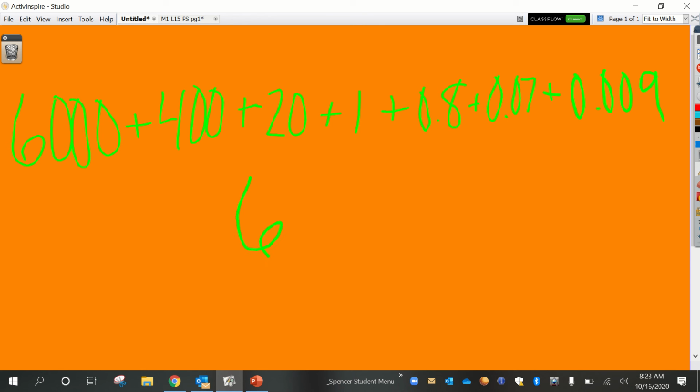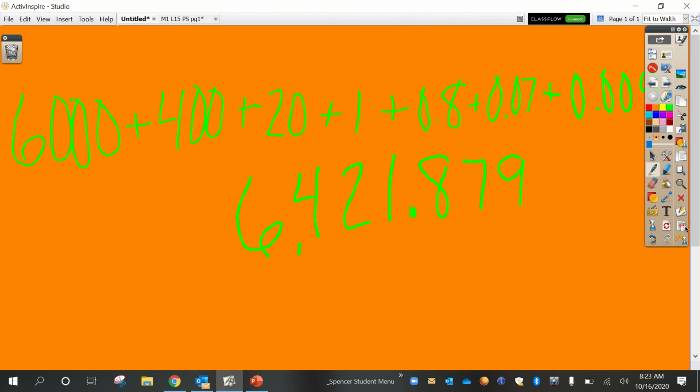So put it together. Well, there's 6,000s, there's 400s, there's 2 tens, there's 1 one. There's our decimal, because we're now into the parts. We have 8 tenths, we have 7 hundredths, and 9 thousandths. Make sure that your decimal doesn't look like a comma like mine did. All right. So that was some expanded form practice. Let's go ahead and do some word form practice.